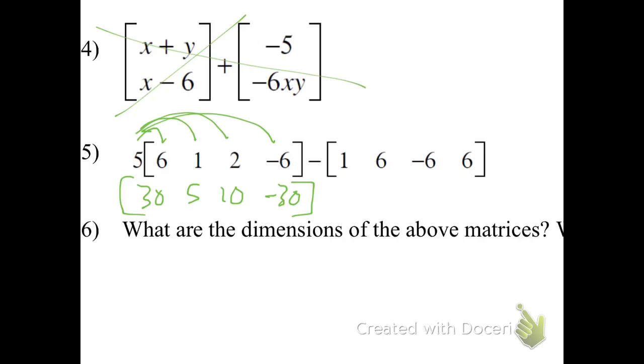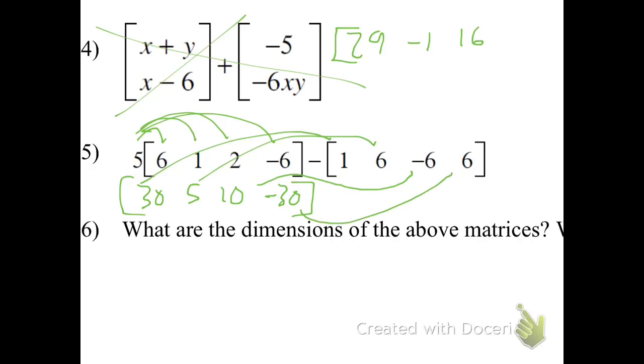So you got 30 minus 1. Here, I'm just going to put the answer up here. 30 minus the 1 gives you 29. 5 minus 6 gives you -1. Oops, my box started. 10 minus -6 is 16. And -30 minus 6 is -36. And that's our matrix. Ta-da, it's done. 29, -1, 16, -36. Hooray! And we'll move on to number 6.